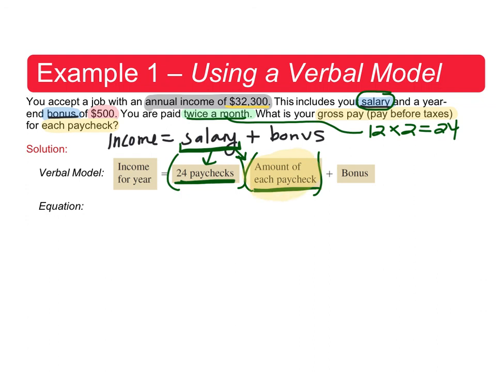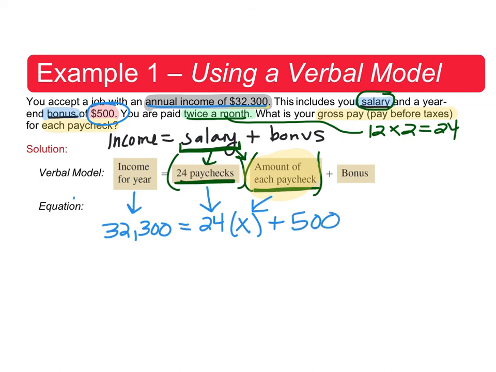So now if we substitute in the information we have, our annual income is $32,300. And then we get 24 paychecks, so that's just going to stay 24. And this amount of each paycheck is what we want to find. So I'm just going to call that X. Plus our bonus, we look over here, we know our bonus was $500. Now we took all of those words and we made it into an equation that's pretty simple to solve.